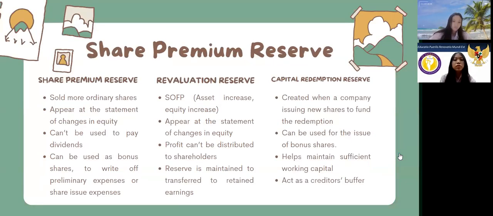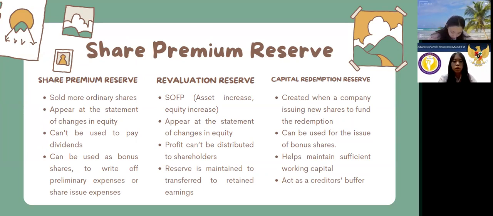Capital reserve has three types. The first one is the share premium reserve. It is when ordinary shares are sold at more than the nominal value of the share. Share premium reserve will appear in the statement of changes in equity and also in the statement of financial position as equity.